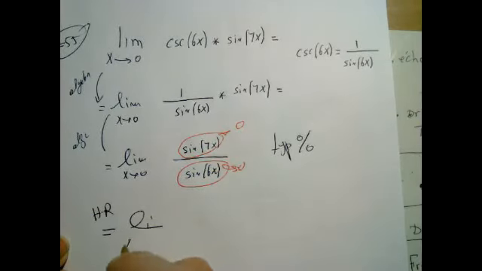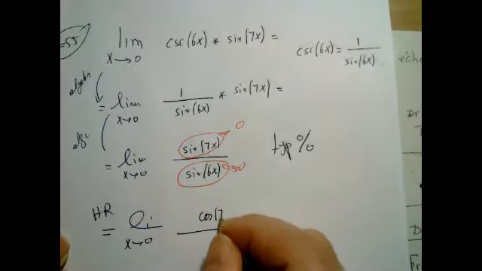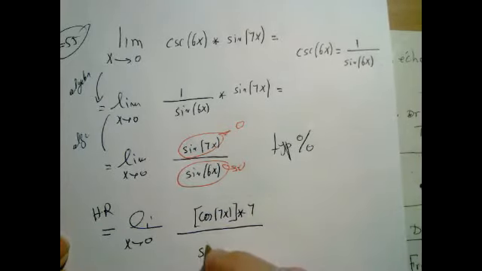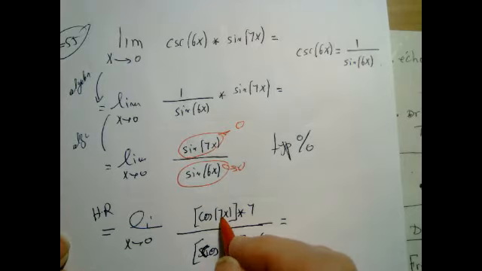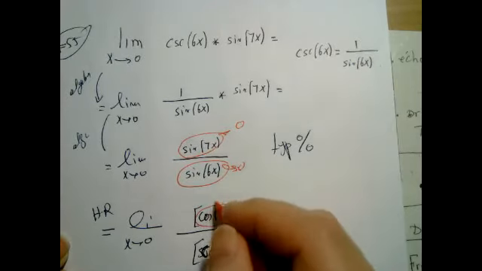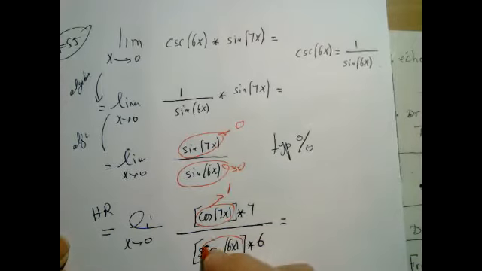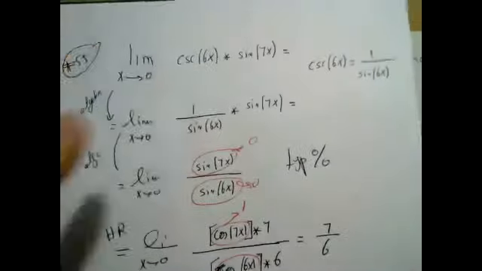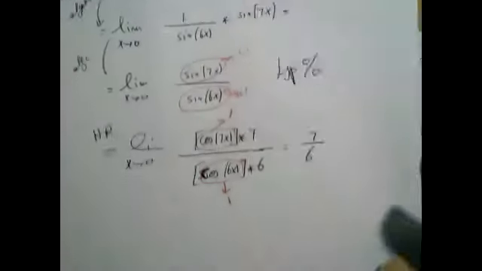So that's the limit of the derivative of sine 7x, which is cosine 7x times the derivative of the inside, over cosine 6x times the derivative of the inside. Now as x goes to 0, 7x goes to 0. Cosine of something close to 0 is 1. This is 1, and I end up with 7/6. Okay, so the problem looked kind of messy at the beginning, but actually it was not that bad.